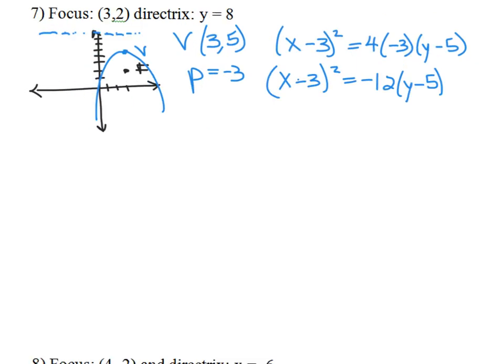Okay, let's look at problem number 7. With a focus of (3, 2) and a directrix of y = 8, we see that this has to be a parabola that opens down because the focus has to be on the inside of the parabola and the directrix has to be on the outside. Find the point that's halfway between the focus and the directrix, so that's (3, 5). And the vertex to the focus is 3 steps, so we're going to put a -3 as that p-value. So my final equation for this one, (x - 3)² = -12(y - 5). So check your work over and make sure that we match.